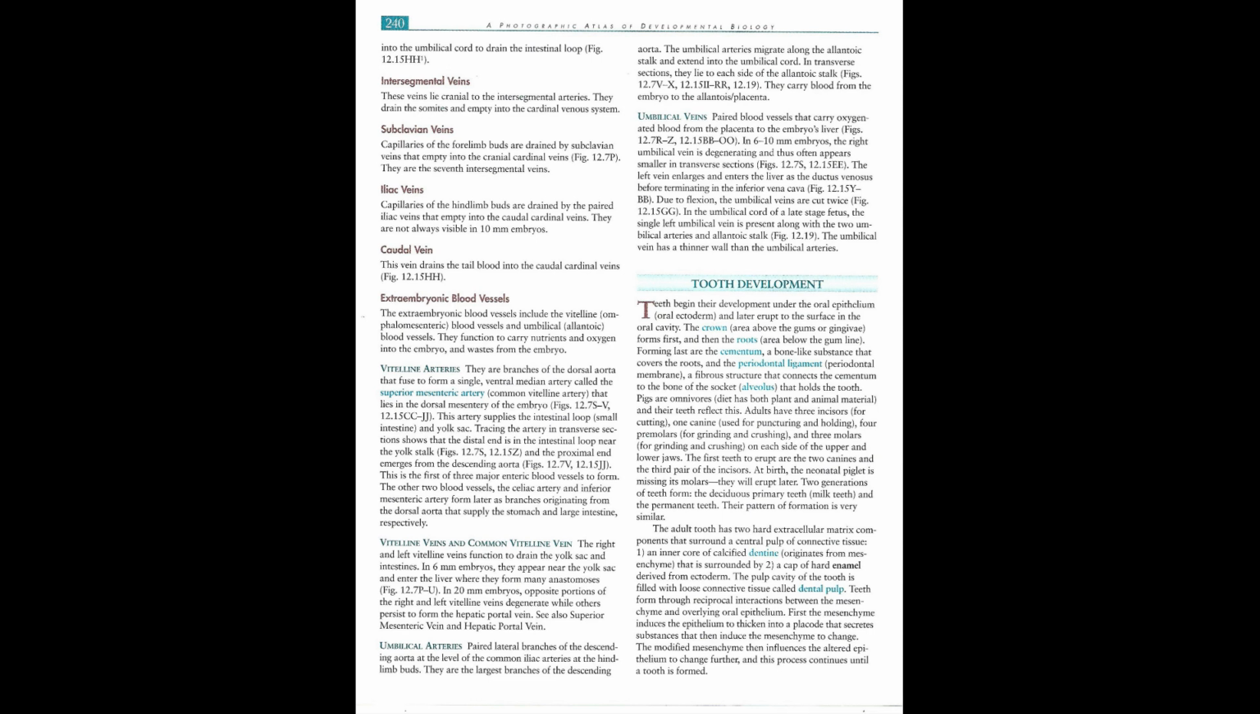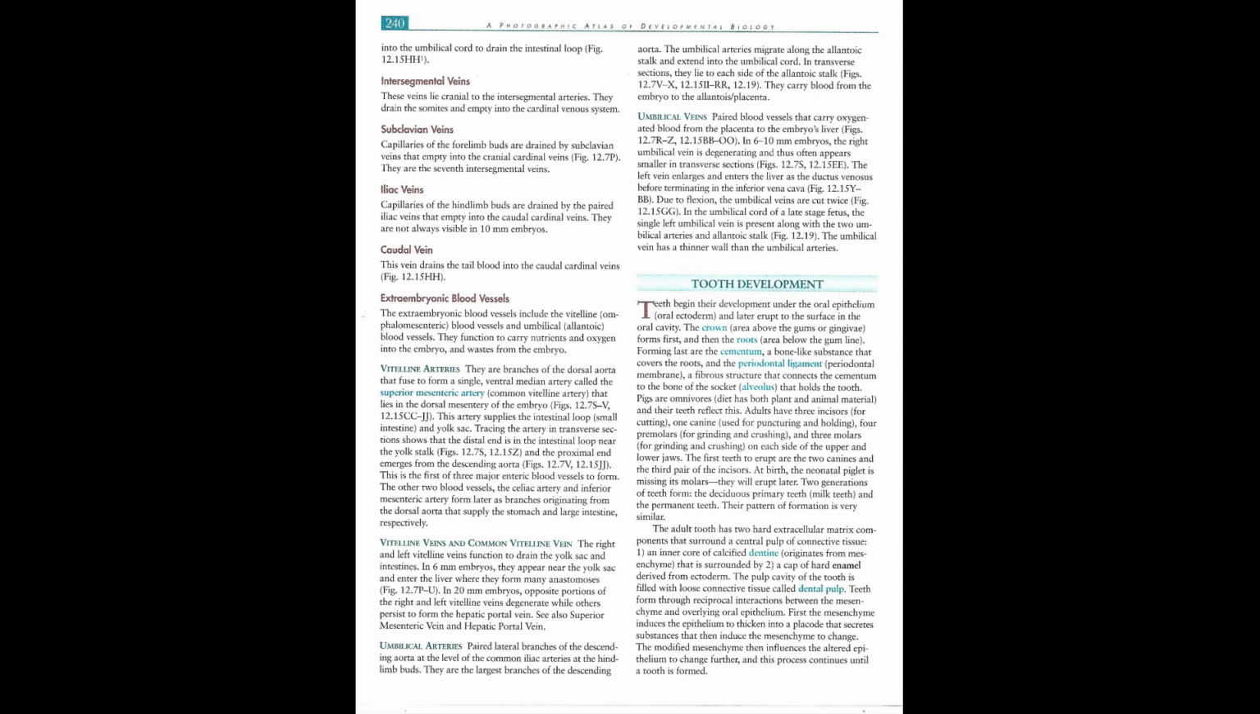Pigs are omnivores, diet has both plant and animal material, and their teeth reflect this. Adults have 3 incisors, for cutting, 1 canine, used for puncturing and holding, 4 premolars, for grinding and crushing, and 3 molars, for grinding and crushing, on each side of the upper and lower jaws. The first teeth to erupt are the 2 canines and the third pair of the incisors. At birth, the neonatal piglet is missing its molars.